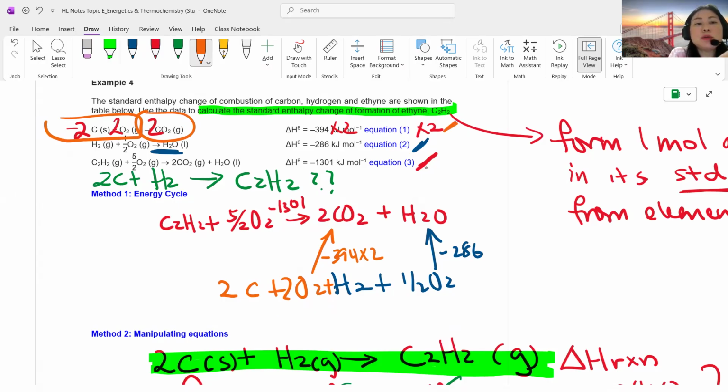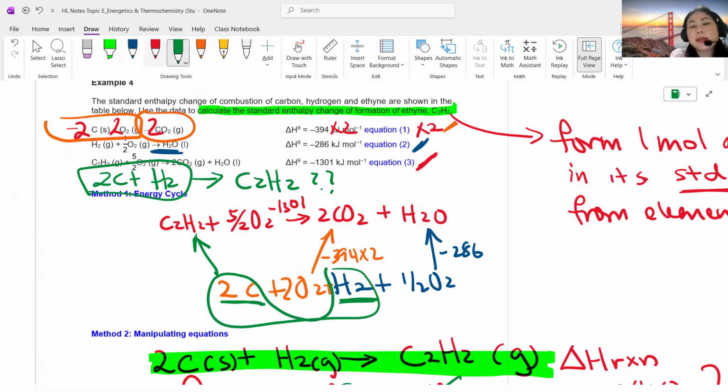So 1, 2, 3. Now the one in green. 2C plus H2 arrow C2H2. So I see C2H2. I'm supposed to draw an arrow to it. Before the arrow, I must have 2C. I have 2C. And I already have H2, so no need to add. I already have 2C and H2, which is what is before. I have what is before and I have what is after. So I'm hiding this equation here in the picture.